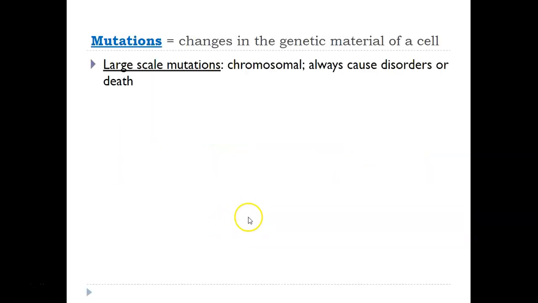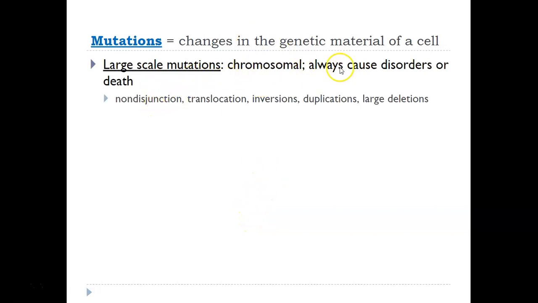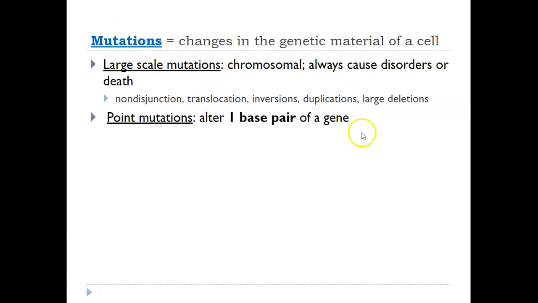So mutations can affect all of these things. There's large-scale mutations, which are chromosomal things. So we get these from non-disjunction when chromosomes fail to separate, translocation when a chunk of one floats over to another. Segments can invert or flip-flop. There can be duplications, deletions. That's the big stuff. Point mutations are just one letter.